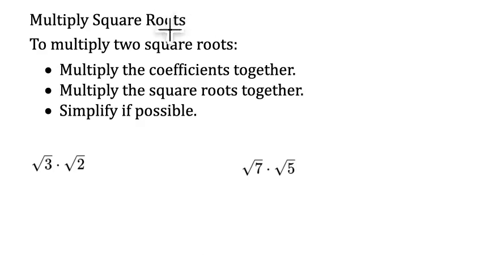Now multiplying square roots is different. We're just multiplying. So if there are any coefficients in front, we multiply those. And we multiply the square roots together and simplify if possible. So the square root of 3 times the square root of 2 would just equal the square root of 6. And the square root of 7 times the square root of 5, well, that's just equal to the square root of 35.